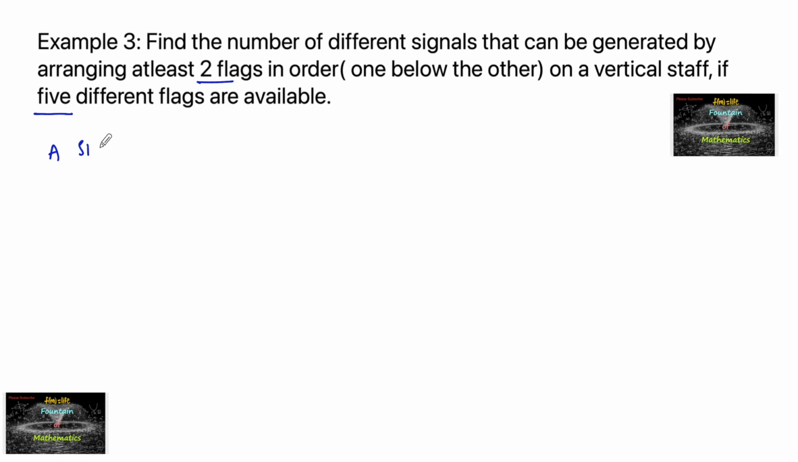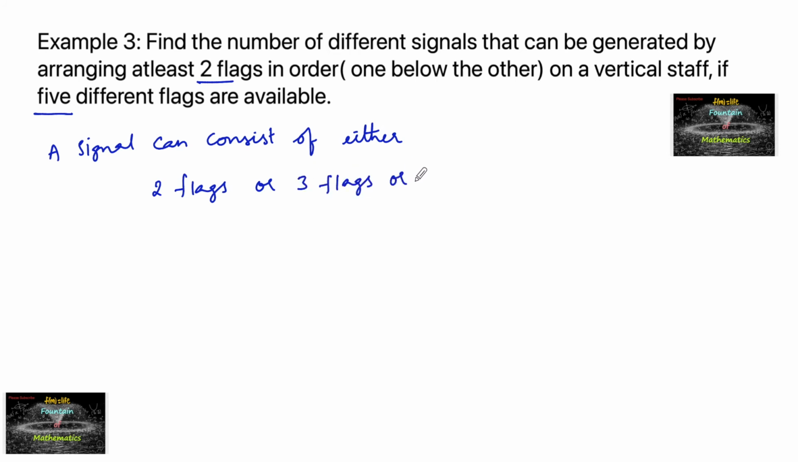So therefore we can say here a signal can consist of either two flags or three flags or four flags or we can take five flags. The maximum is five different flags given. So two or three or four or five. So let us see how many different signals can be formed with the two flags.